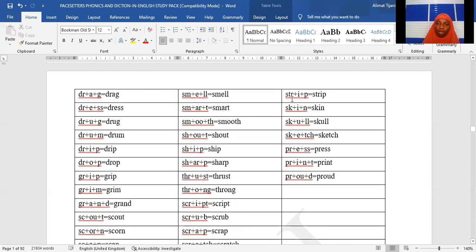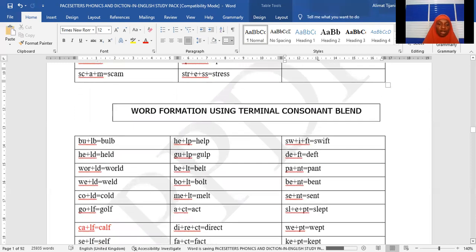Then we have on the last part of the table, strip, skin, skull, sketch, press, print, proud. Okay, so a word like press doesn't have a consonant blend or cluster at the end of it. It's just a single sound, although spelled in the form of double letters. But in a word like print, the nt is a terminal consonant blend. But just as I said above, our focus in this particular table is the initial consonant blend. So when we get to terminal consonant blends, we shall be taking into consideration the end of the words, right?